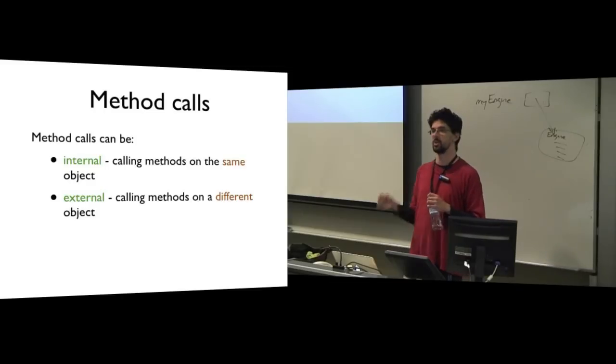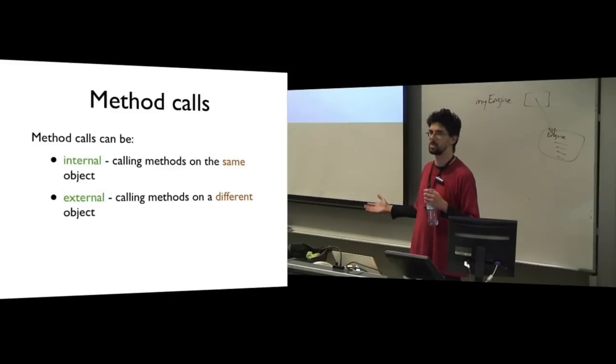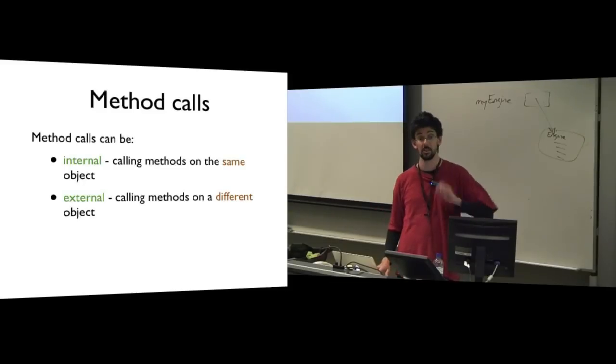Some method calls are internal, which is where one method on a class calls another method on the same class. So they're internal, it's calling methods of the same object. External methods are where one object calls a method on another object. So an example of an internal, sorry, yes?